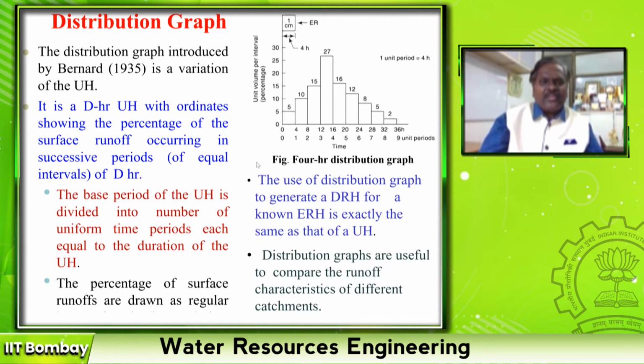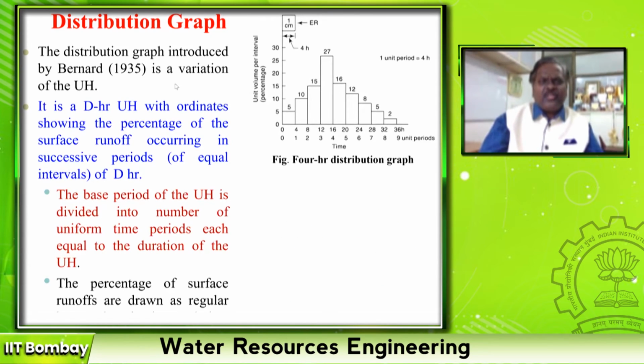Okay, the first one is Bernard's distribution graph. I'm just reading this. The distribution graph introduced by Bernard is a variation of unit hydrograph. It is a d-hour unit hydrograph with ordinates showing the percentage of the surface runoff occurring in successive periods. The base period of the unit hydrograph is divided into a number of uniform time periods. The percentages of surface runoff are drawn as regular bars against time.